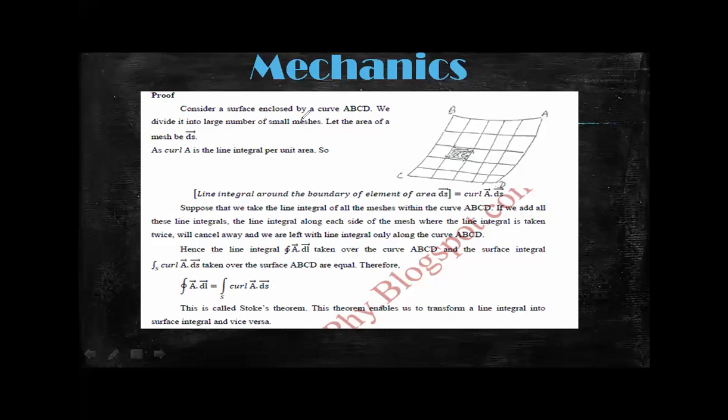Now the proof. How do we prove it? For this proof, first we need to consider a surface enclosed by a curve ABCD. This is the curve, which is closed, and we divide it into a large number of small meshes, like small rectangles or squares. Let the area of each small mesh be dS.